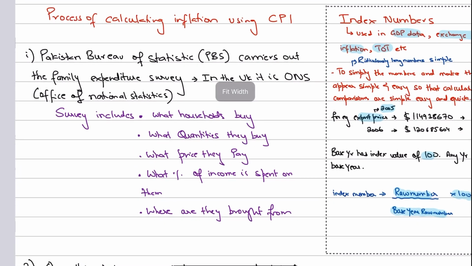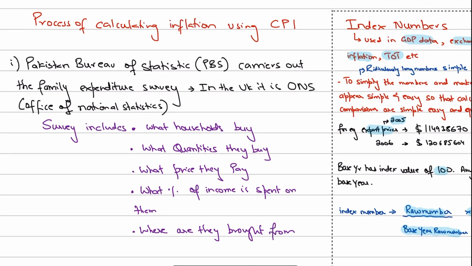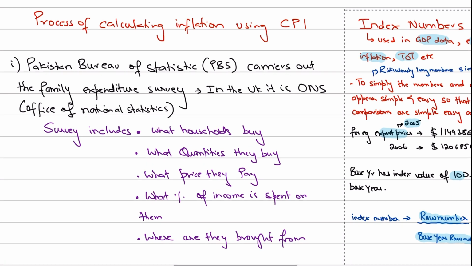Now let's see how the process of inflation works. How do we actually calculate CPI, right? You need to understand and know the process. First of all, in Pakistan, the CPI is calculated by the Pakistan Bureau of Statistics, and in the UK it is done by the ONS, the Office for National Statistics. Both are government organizations. So in Pakistan, you should mention that it is done by the PBS, the Pakistan Bureau of Statistics.